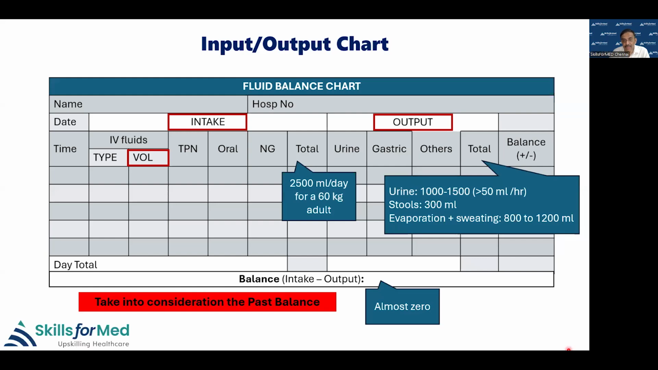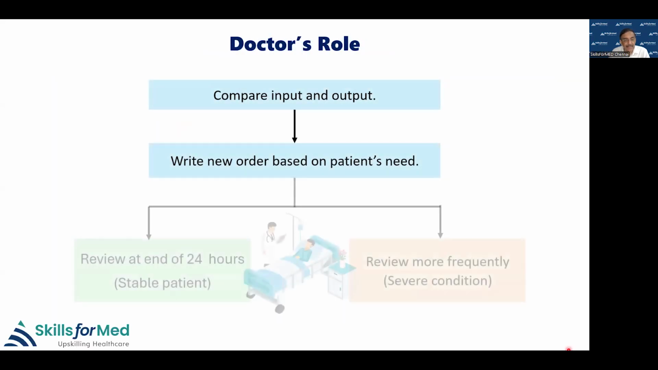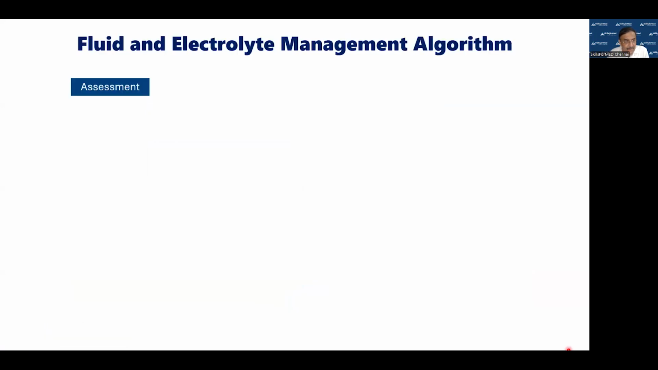So for ongoing losses, only the previous 24 hours is in the chart which you will see, the current chart. But you also have to go back and look at the past. And then what the patient is going to lose in the next 24 hours is what you have to predict. That is the ongoing losses, and this will depend upon the patient's condition. Okay, so the doctor's role is to compare the input output, write the new order based on the patient's need, and review at 24 hours for a stable patient, more frequently in severe conditions.